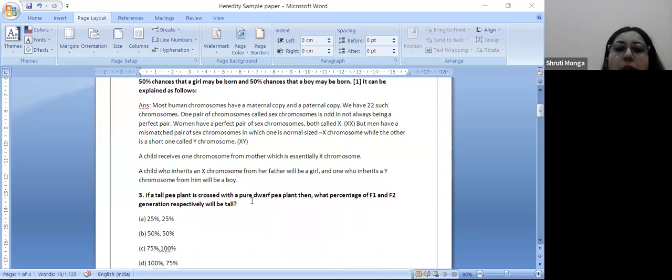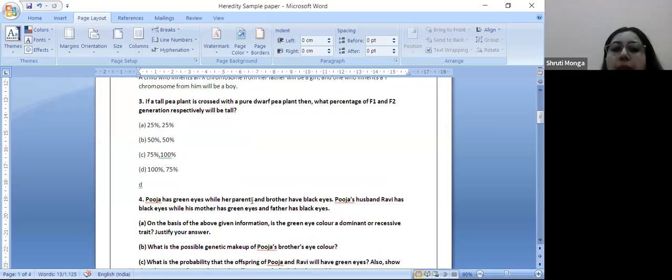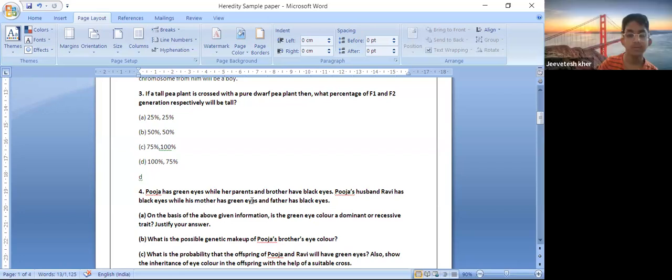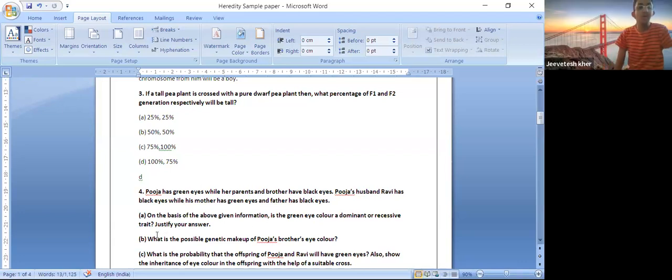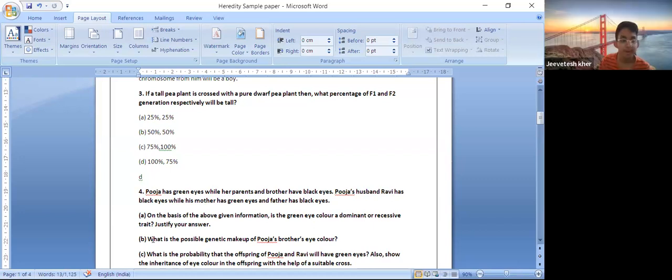Next question. Now carefully see this question. Question 4. Pooja has green eyes, while her parents and brother have black eyes. Pooja's husband Ravi has black eyes, while his mother has green eyes and father has black eyes. On the basis of the above given information, is the green eye color a dominant or recessive trait? Justify your answer.